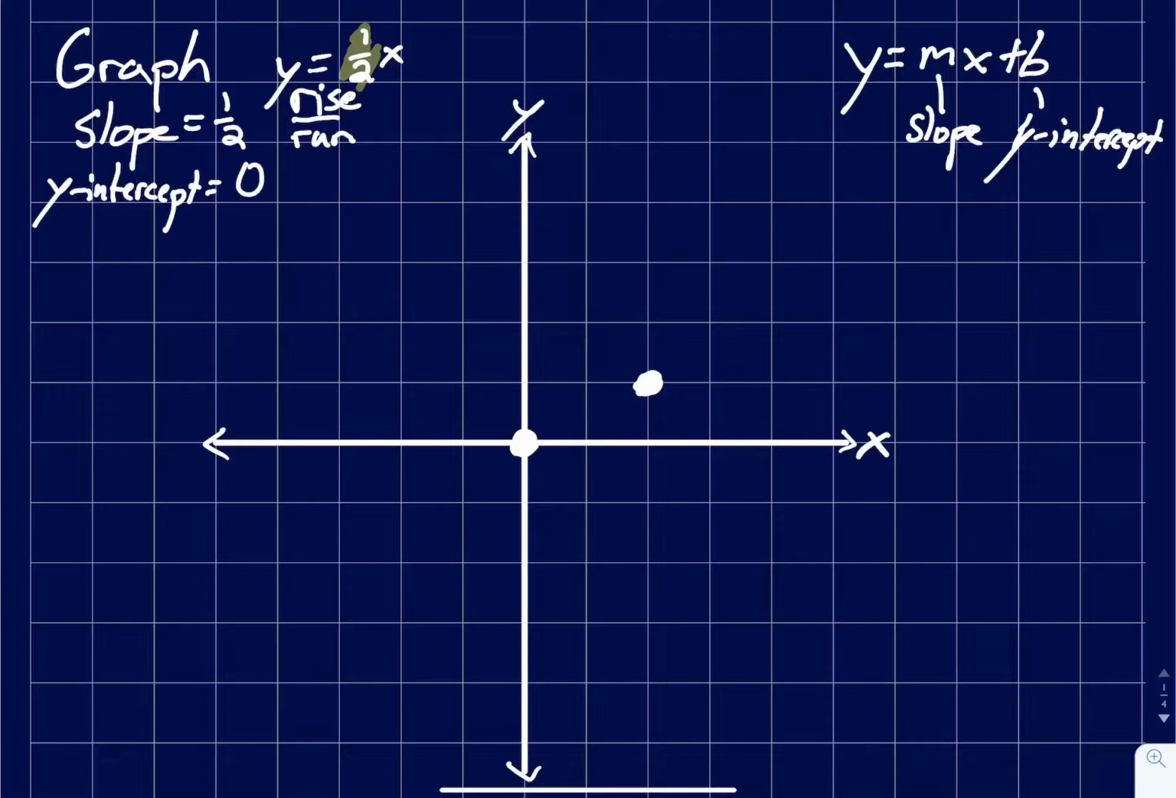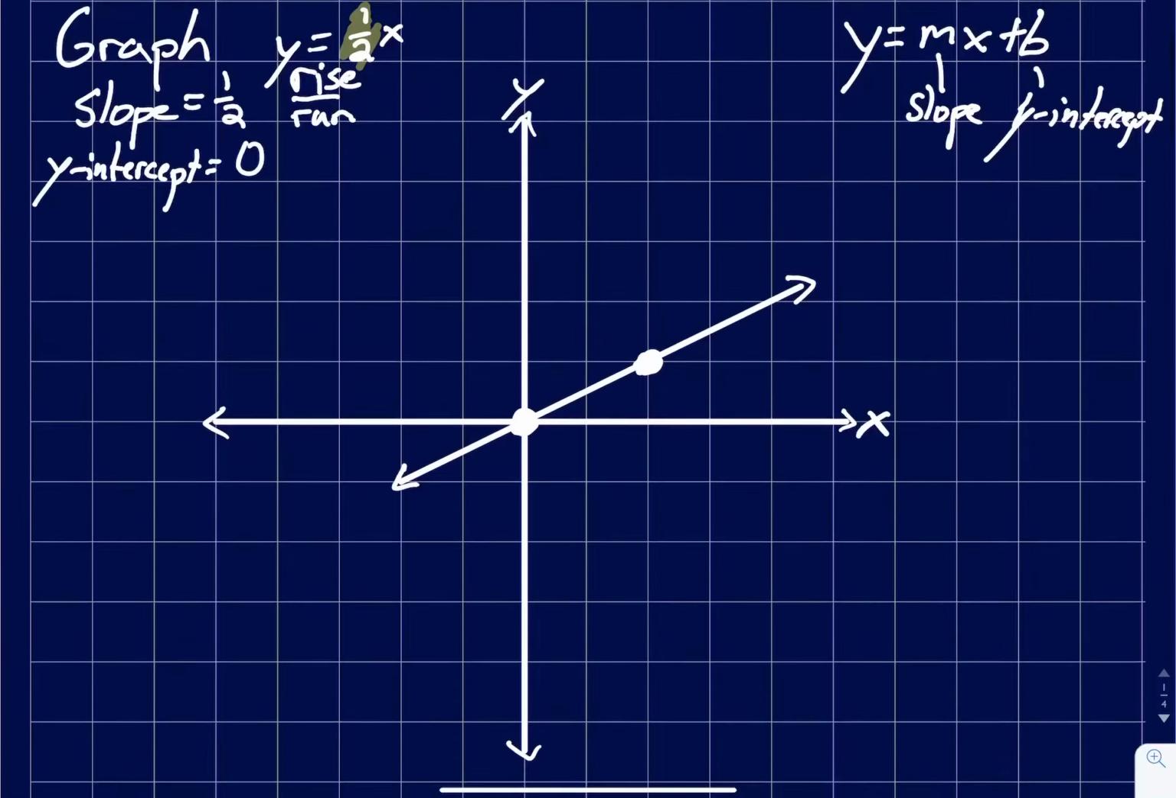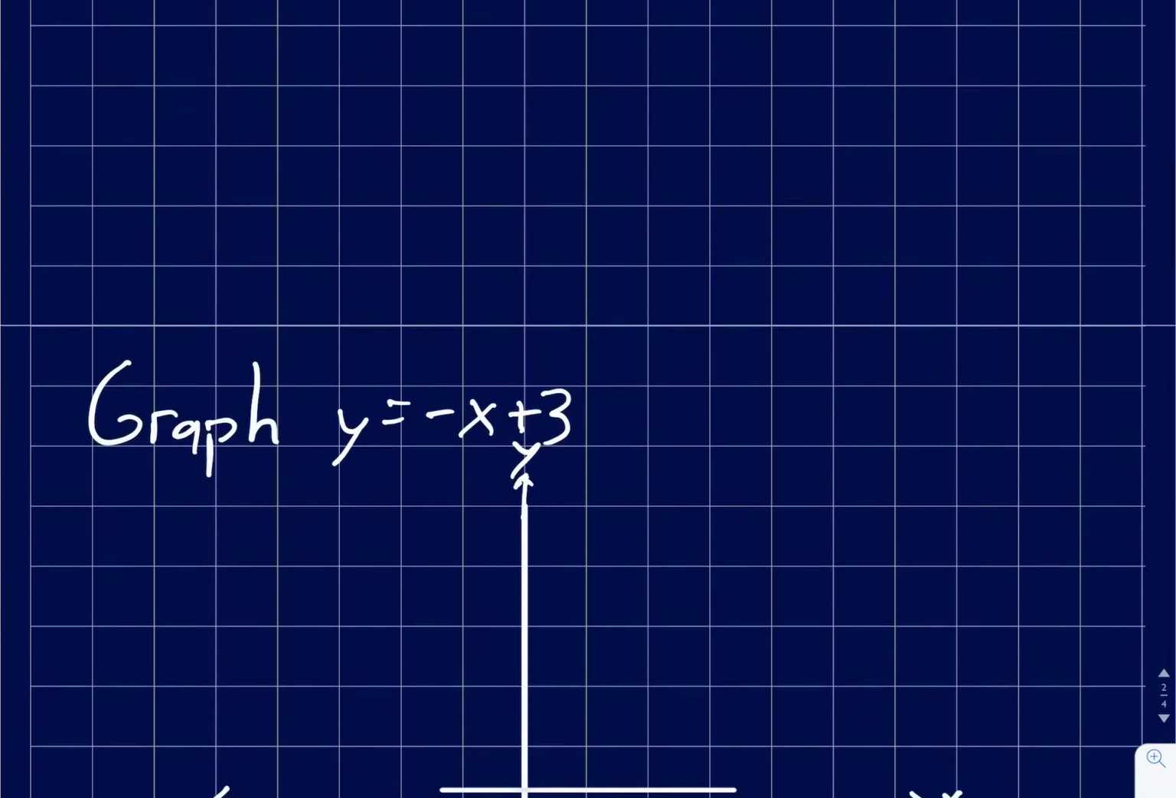Now, you need to know you only need 2 points to graph a line. So that means that we are done. Now, let's try a second one.